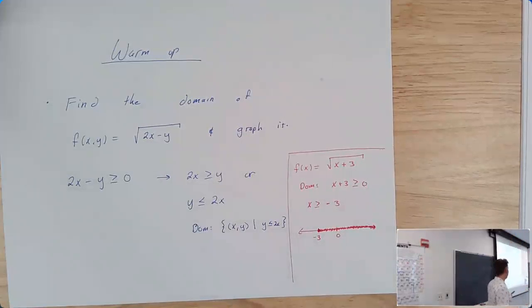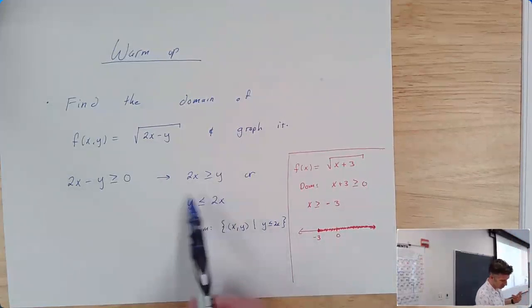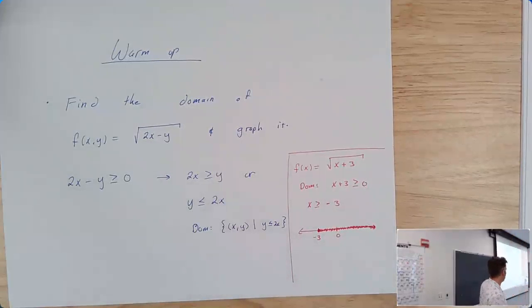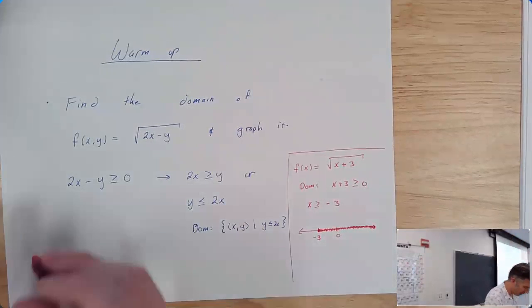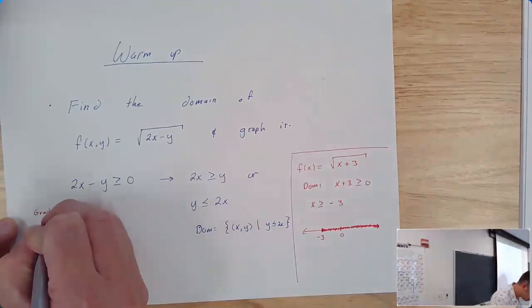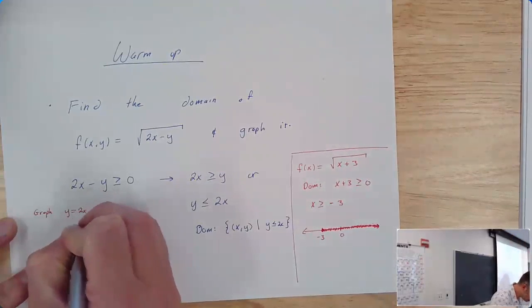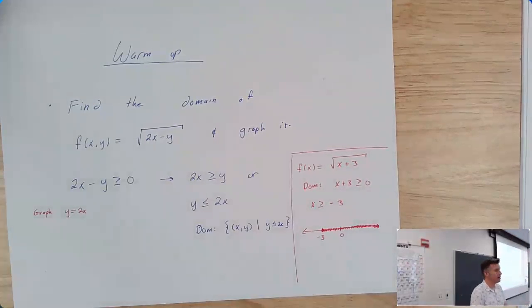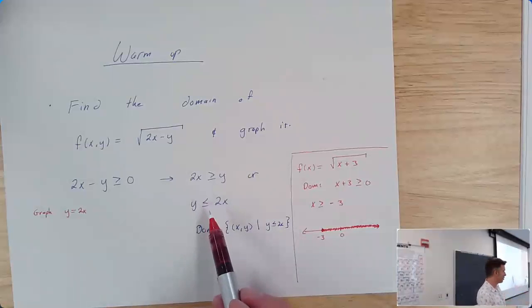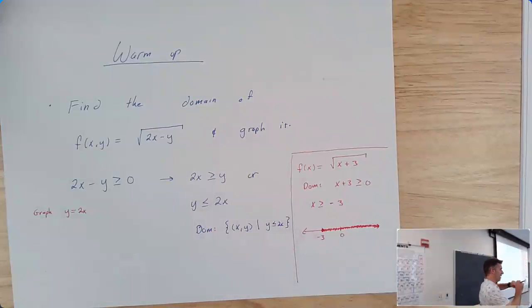The way we're going to graph it is by graphing the line or the curve where you would have an equality. So we're going to graph y equal to 2x. And here's what I would say. When you're graphing the domain, if it's an inequality that has an equal, like less than or equal to or bigger than or equal to, draw it as a solid curve. Whereas if it's a strictly greater than, which we'll do in the next example, you want to draw it dashed.